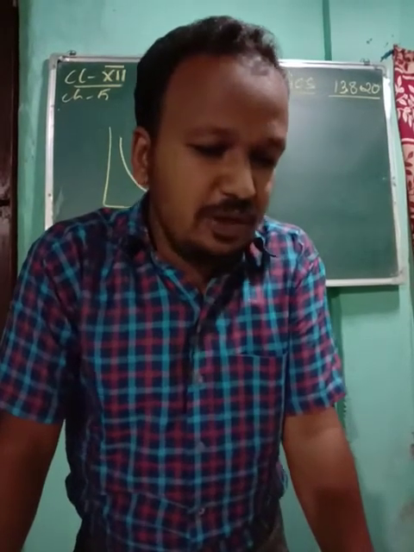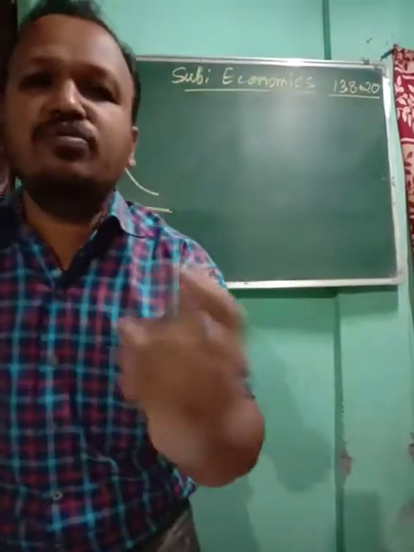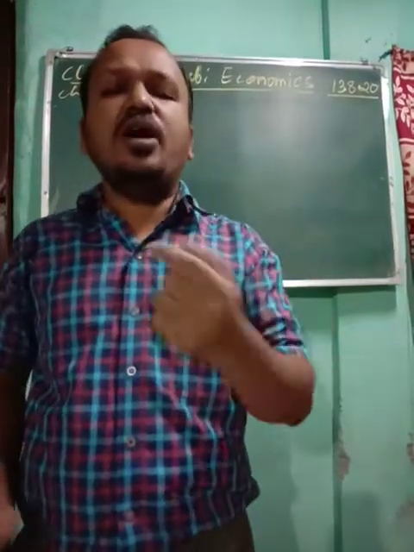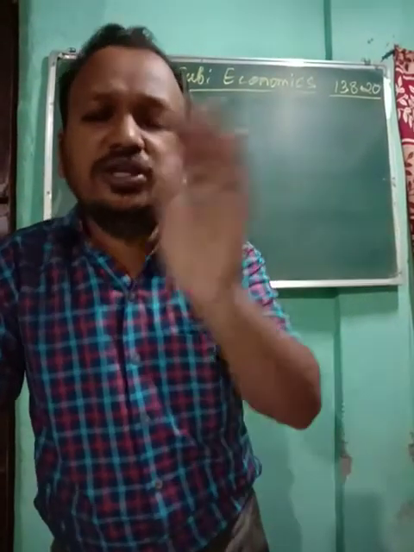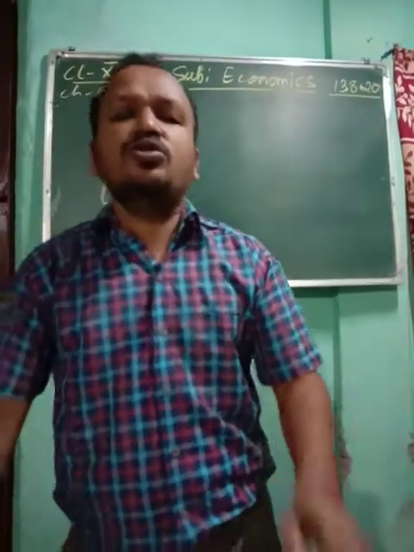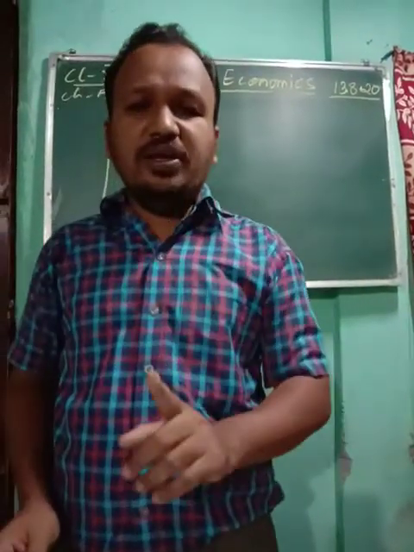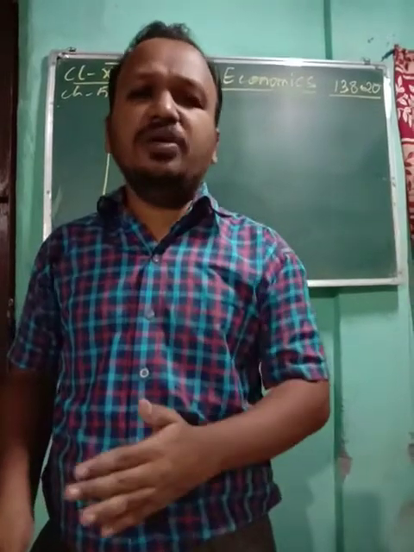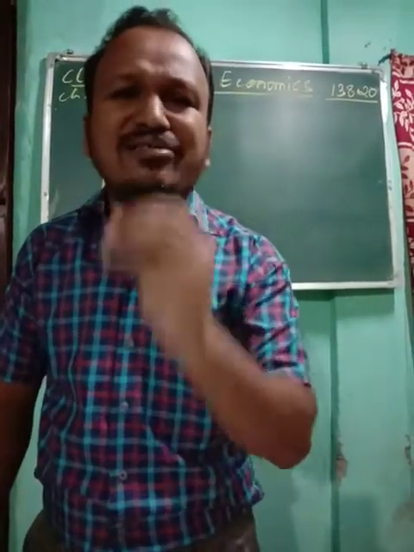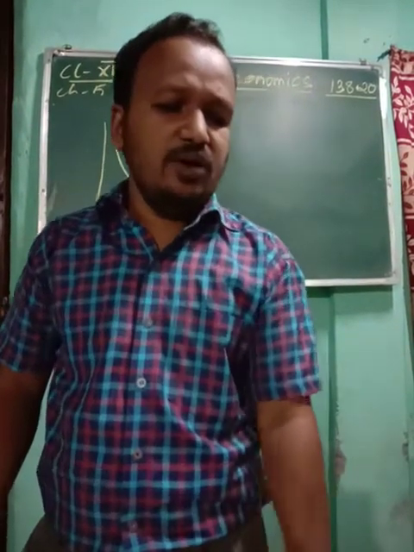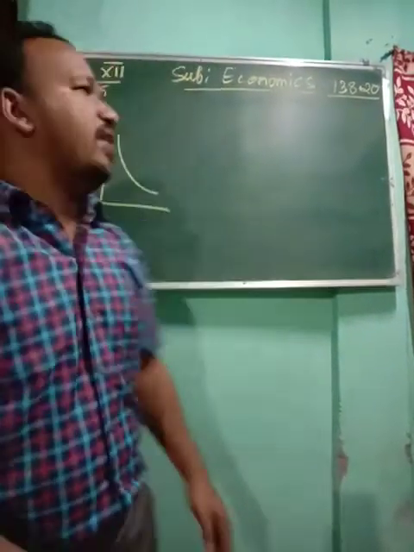Because the consumer wants to consume one commodity more. To consume one commodity more, the consumer is substituting the other commodity, that means the consumer is reducing the consumption of the other commodity. So when the consumer is consuming more apples, the consumer is reducing the consumption of oranges. So this is the reason why the indifference curve slopes downward from left to the right.